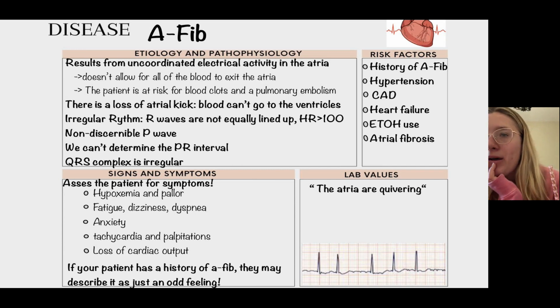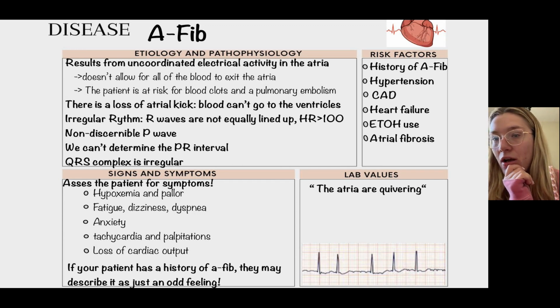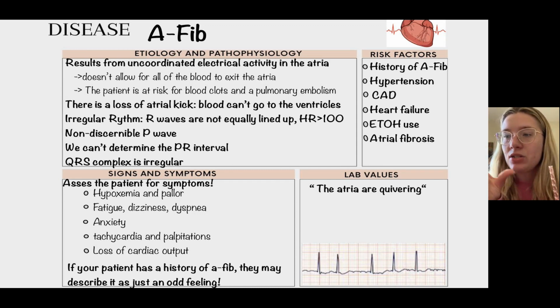They might have some hypoxemia, some pallor, tachycardia, palpitations. Usually you'll see A-Fib with RVR, with rapid ventricular rate, meaning my heart rate is very, very high. Patients with a history of A-Fib might just report an odd, weird feeling. But if you notice this on the monitor and you see my atria having a little bit of an issue, my atria are kind of going all over the place because that nice squeeze is not coordinated anymore.